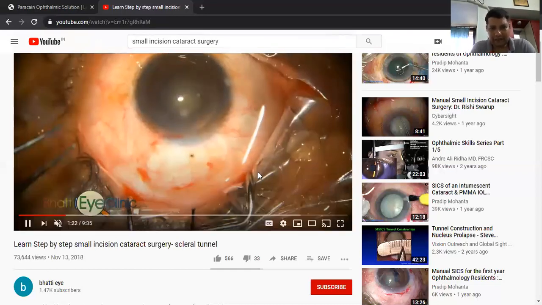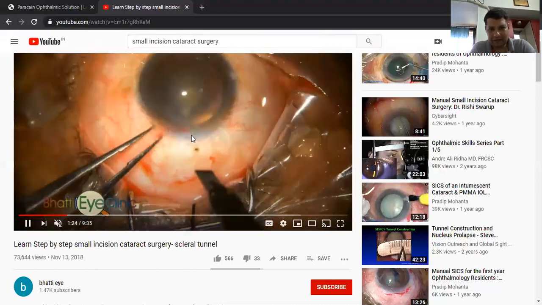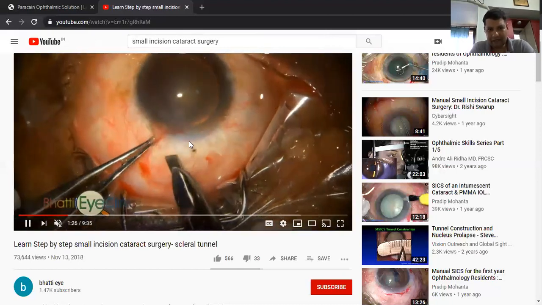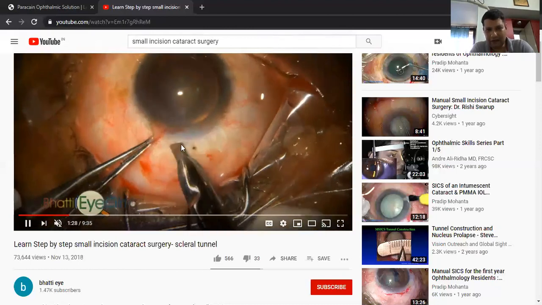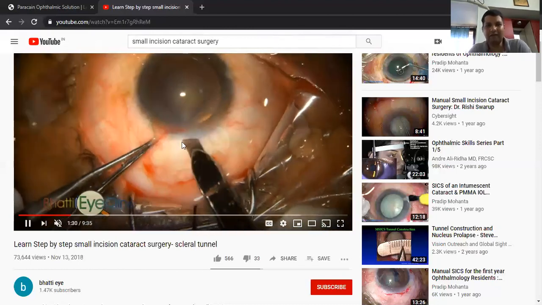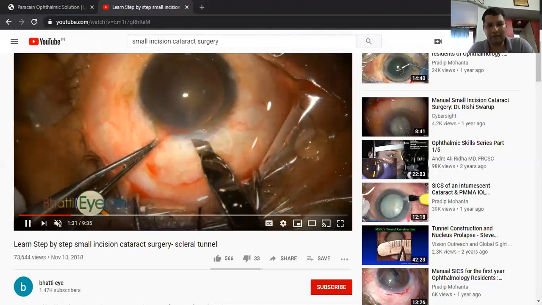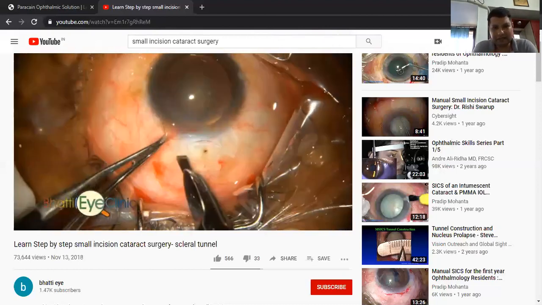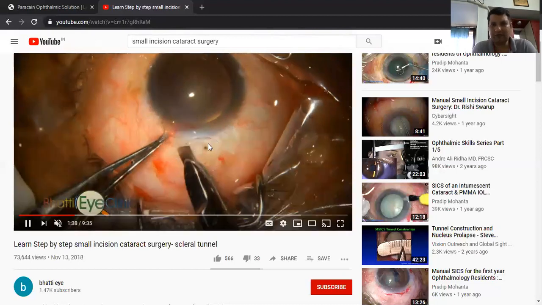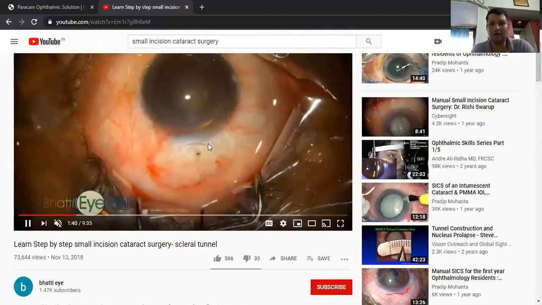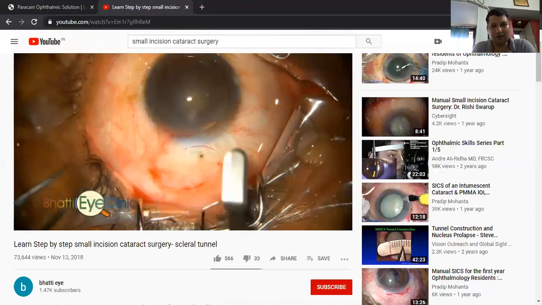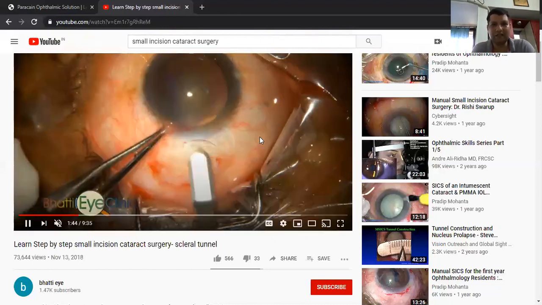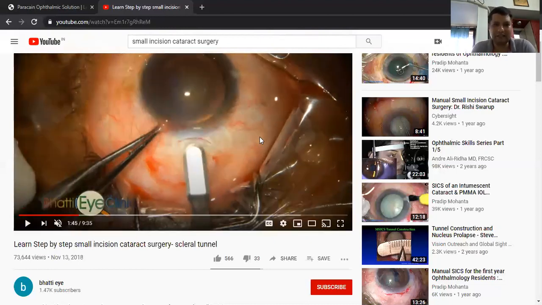So you can see here the limbus very clearly. This is the cornea, this is sclera, and this is the limbus zone. Just behind this limbus, we are taking a frown-shaped external incision into the sclera. Can you see that incision? That incision is frown-shaped. We may take a straight incision or a trapezoidal incision also. This is not a full thickness incision. This is a partial thickness incision into the sclera, right?